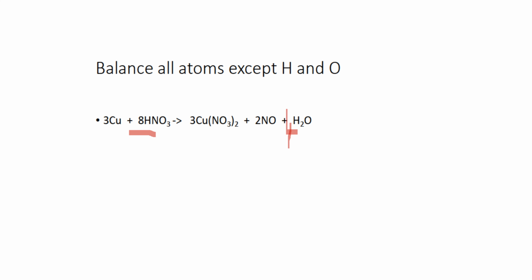Look at the number of oxygen atoms. Oxygen is 8 into 3, 24 oxygen atoms on the reactant side. And if we go to count the number of oxygen on the product side, this is 3 into 2, 6 into 3, 18 plus 2, 20, plus 4, 24. 24 oxygen atoms even on the product side. So oxygen also has been balanced. So if we look at the reaction now, it appears to be a balanced reaction.